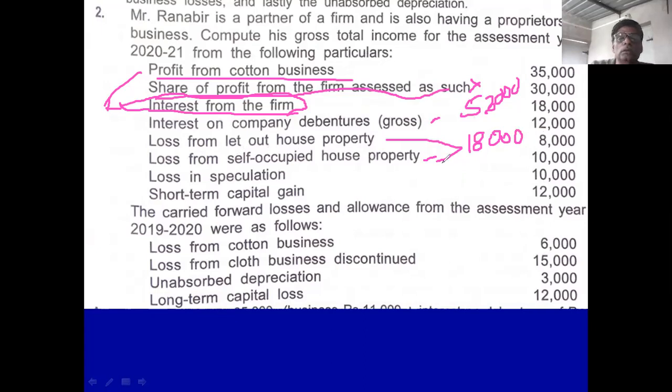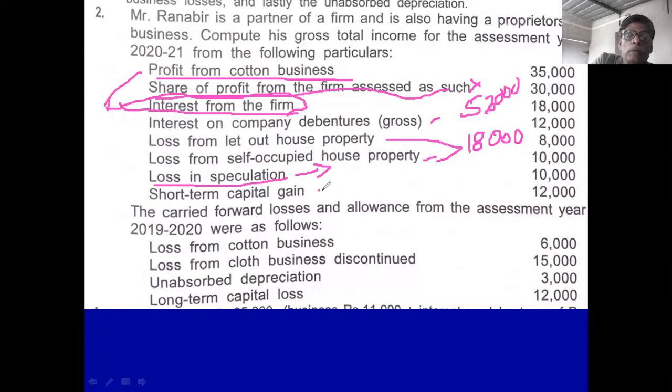That 18,000 loss you can adjust in any head. No problem. Then the loss in speculation business is a business loss. It is to be carried forward to the next assessment year. This speculative loss is not permitted to be adjusted in other head incomes. You have to adjust the speculative loss in speculative income only.